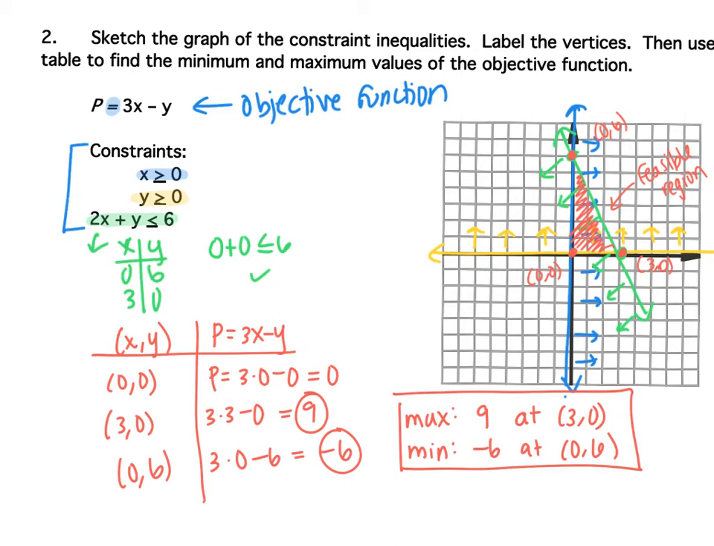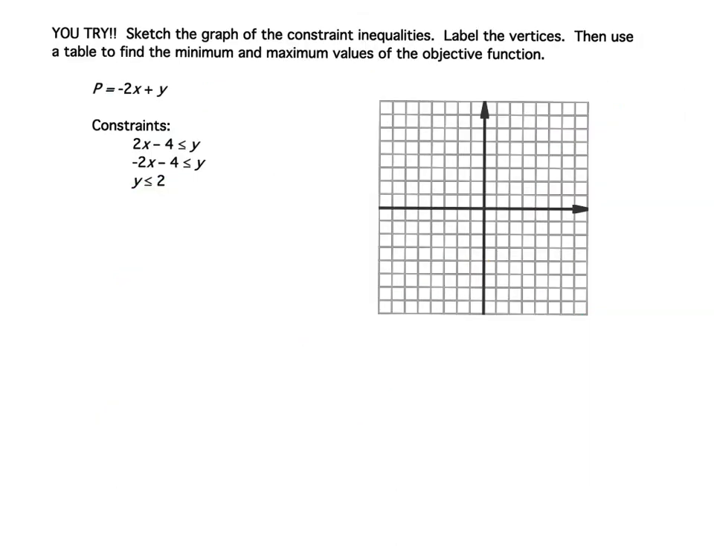If you flip to the next page, there's one more example. Okay, here's the example that you are going to try. This is similar to the example we just did. You are going to graph the constraints, label the vertices, and then find the maximum and minimum. If you are confident that you can do this problem on your own, then you are welcome to stop the video and give it a try. If you would like a little bit of help starting out, I will help you start out.